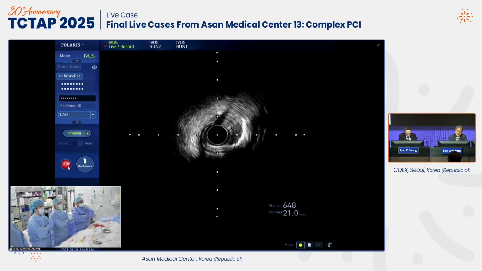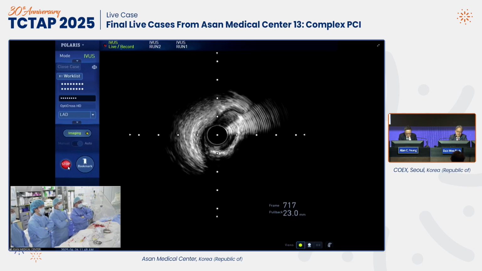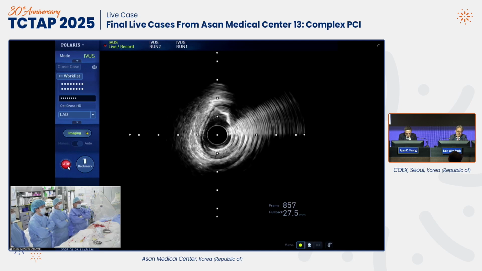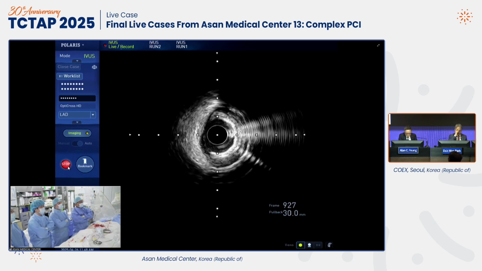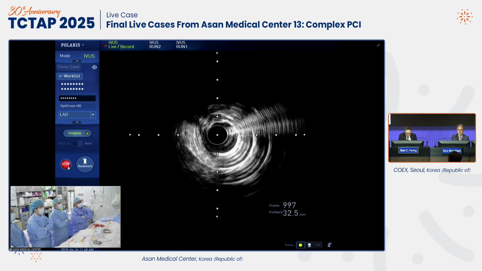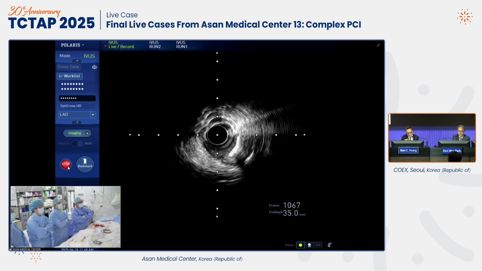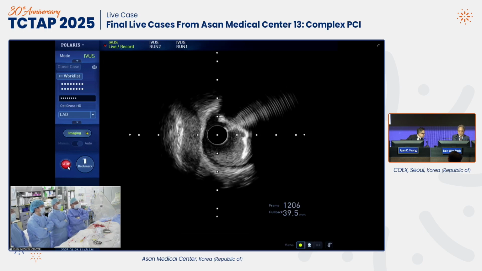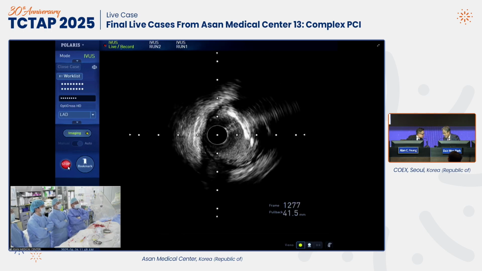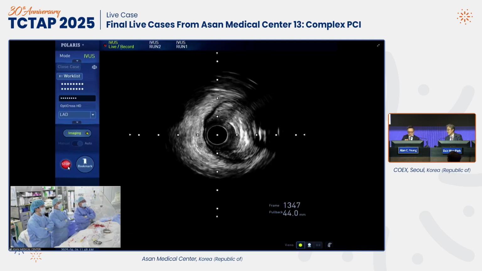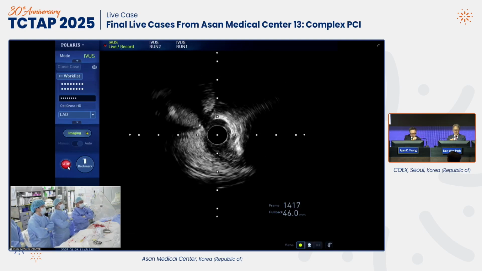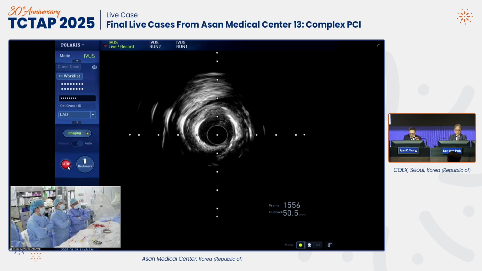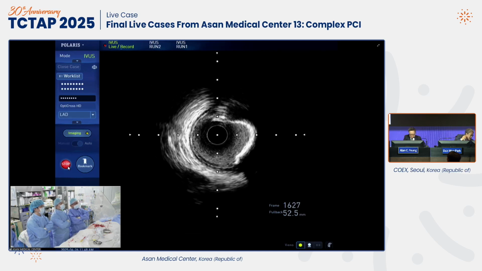So look at the IVUS findings, a very calcified lesion. From the mid-LAD to here is just below the diagonal branch. This is 360 degrees, almost 360 degrees, a very calcified lesion. Yeah, this is the diagonal branch. The diagonal branch ostium looks fine, but we have to see it from the diagonal branch.